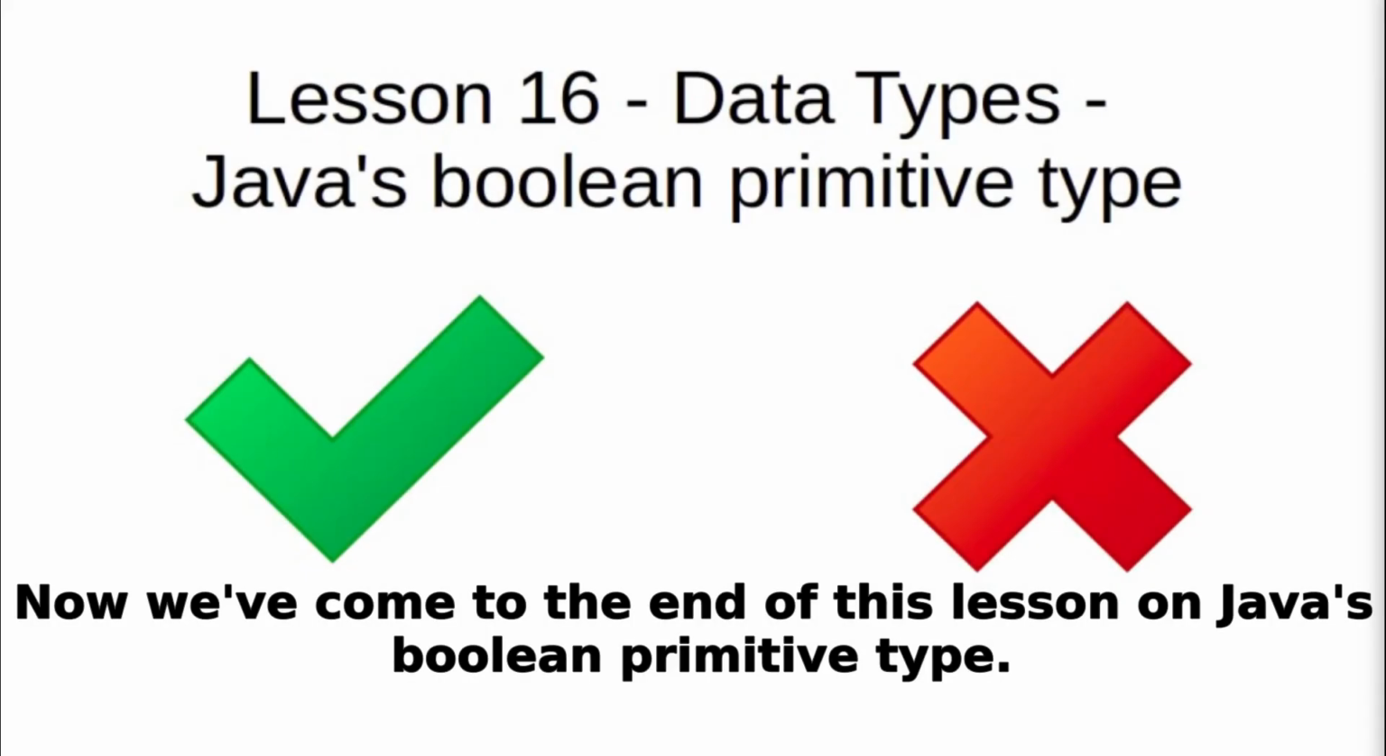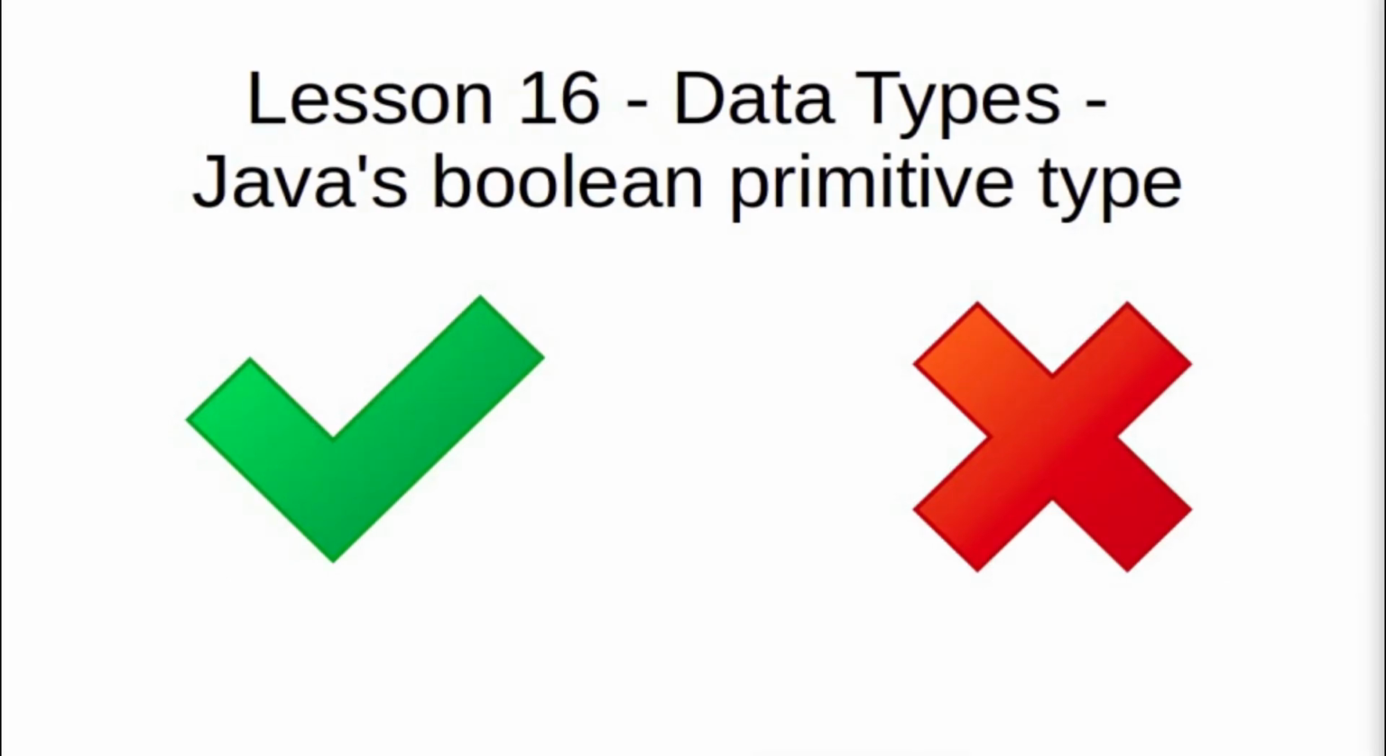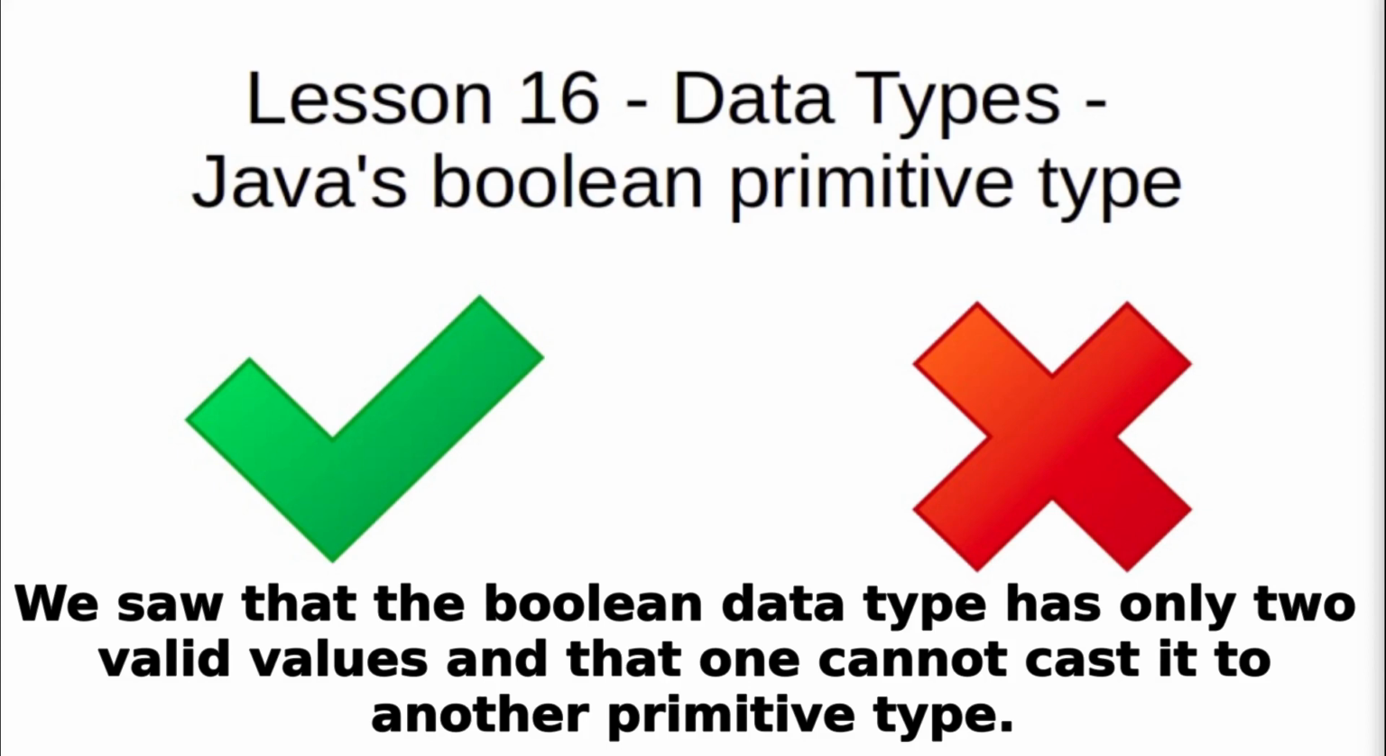Now we've come to the end of this lesson on Java's Boolean primitive type. We saw that the Boolean data type has only two valid values and that one cannot cast it to another primitive type.